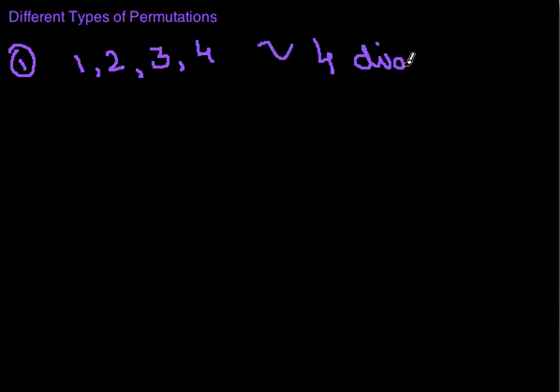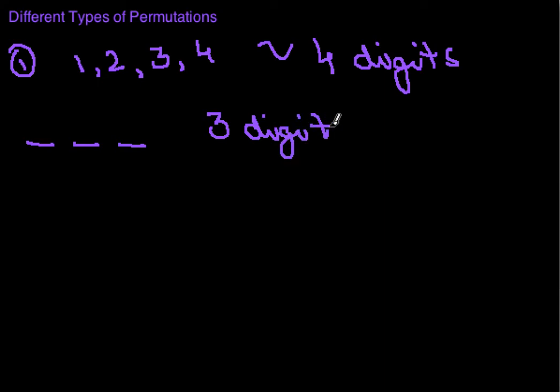Looking at three types of permutations. One we have already seen, the first one: suppose we have been given 4 digits, 1, 2, 3 and 4, and we have to find the total number of 3-digit numbers which could be formed using these 4 digits without repetition. So we cannot repeat a digit more than once.